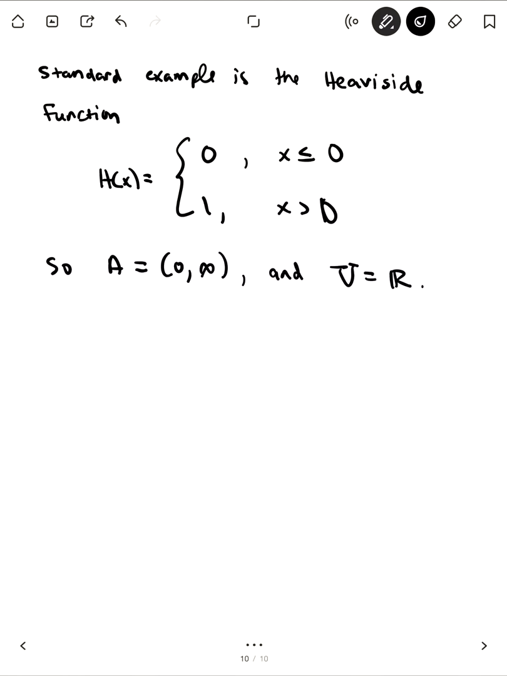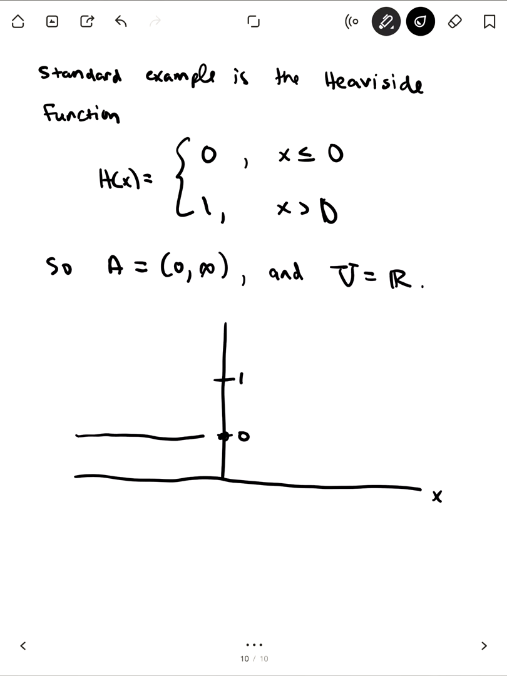Okay. And so what does the Heaviside function look like? So here's x. Let's say this is where 0 is, and this is where 1 is. You're going to get a straight line right here, then a jump right there. So this is h of x. And you can specify the set A to be however you want.